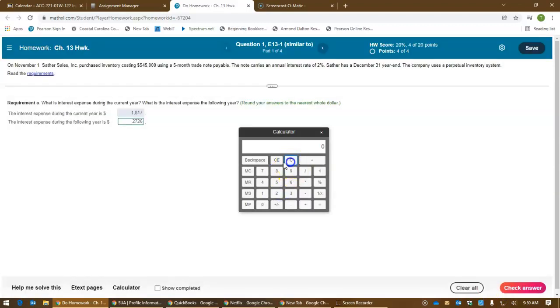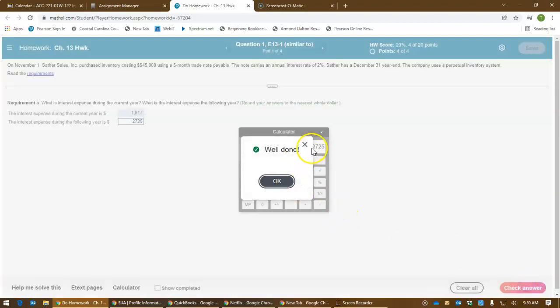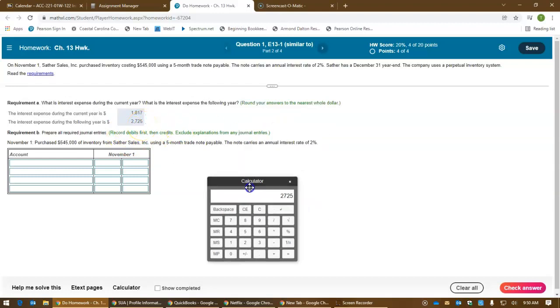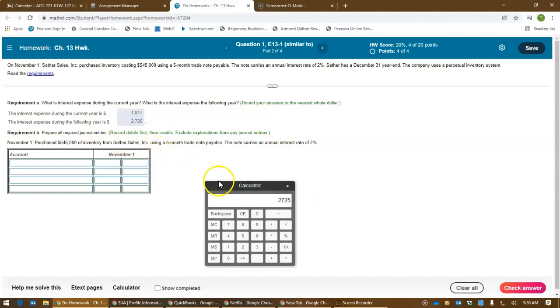Oh, I think, let me do that again. So 3 out of 12 times 0.02 times 545. Okay. So I had put a typo there. I put 2726. All right. So now we just got to do the journal entries that go along with this transaction.